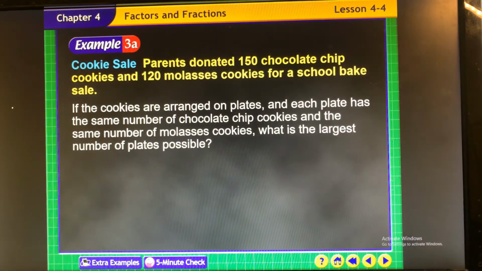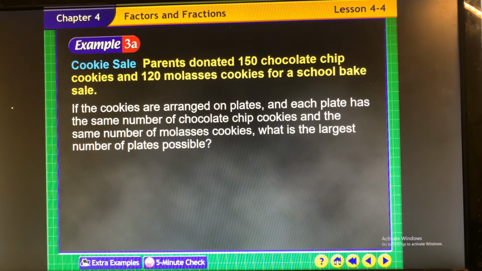Parents donated 150 chocolate chip cookies and 120 molasses cookies for a school bake sale. We generally will have the conversation of what is a molasses cookie and why would they want them, but that's okay. Some people like molasses.